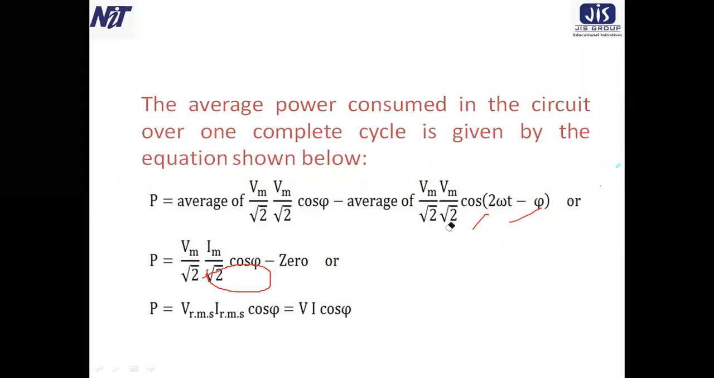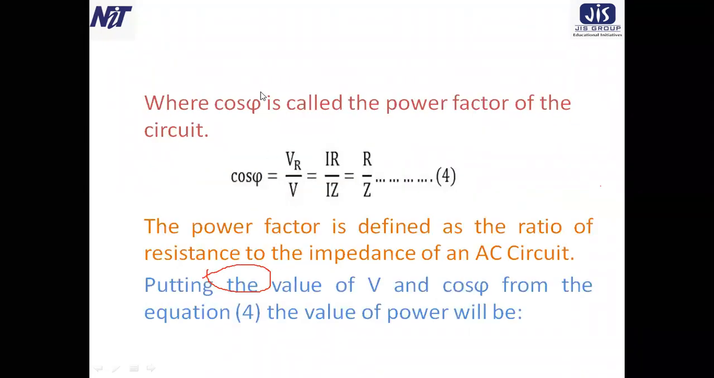Then we can say that P equals V RMS, because Vm by root 2 is V RMS, and Im by root 2 is I RMS. Here it will be Im. So cos phi, that is equal to Vm cos phi. Now, cos phi is called the power factor of the circuit, so cos phi equals VR by V.